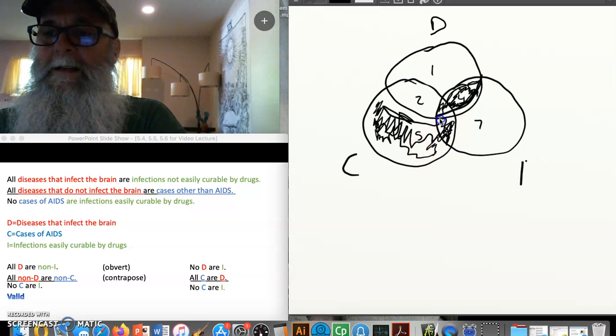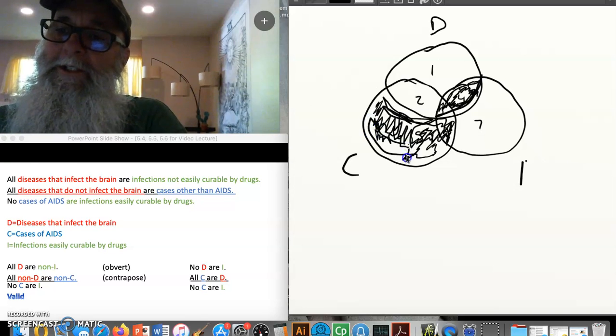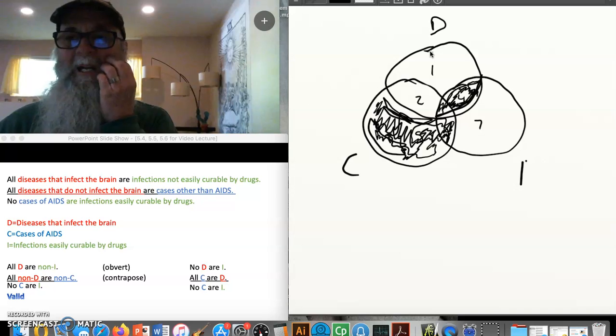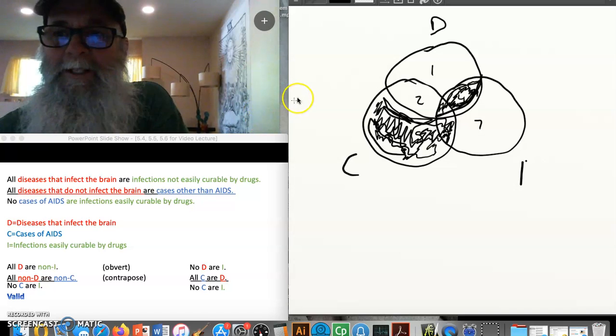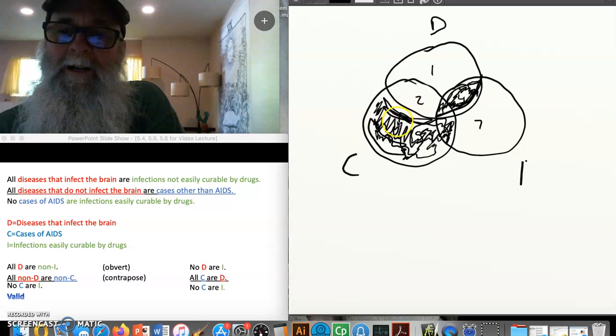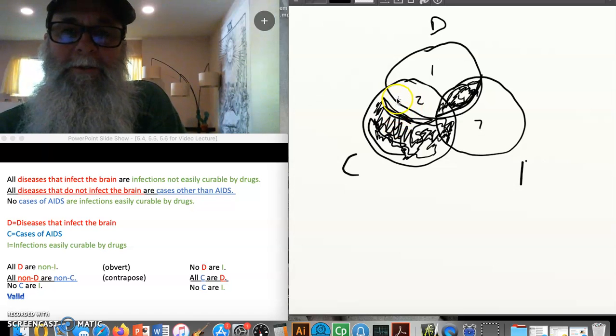Now, if this argument really is valid and I applied my rules correctly, after marking in these 2 premises, I should see the conclusion statement, no C's are I's. And lo and behold, I do. All the C's are over here in area 2 now because I've eliminated all the other areas where any C's could be, and none of those C's in area 2 are I's. So when it's true that no D are I, and it's true that all C are D, it's also true that no C are I, and it's a valid argument.